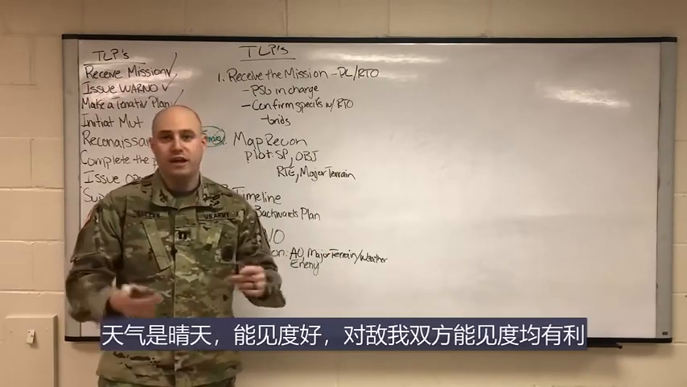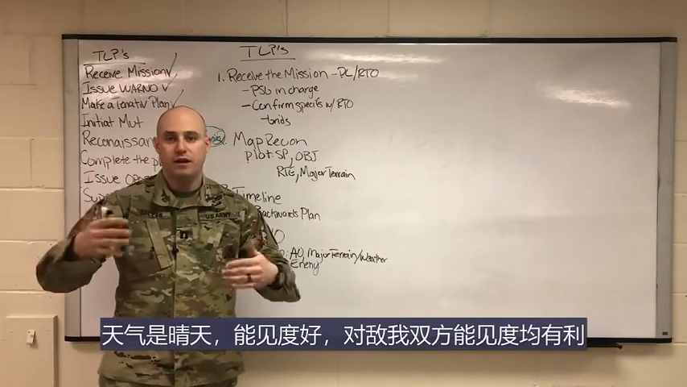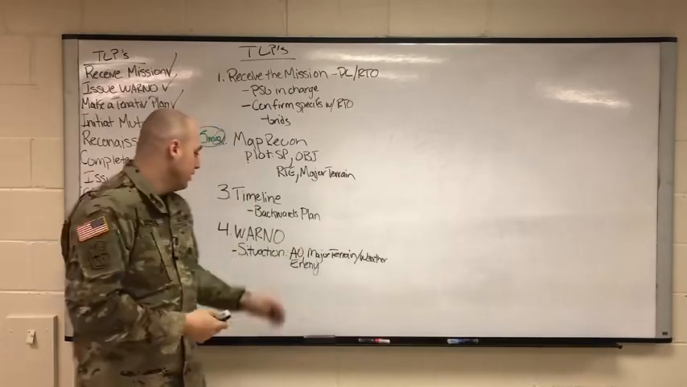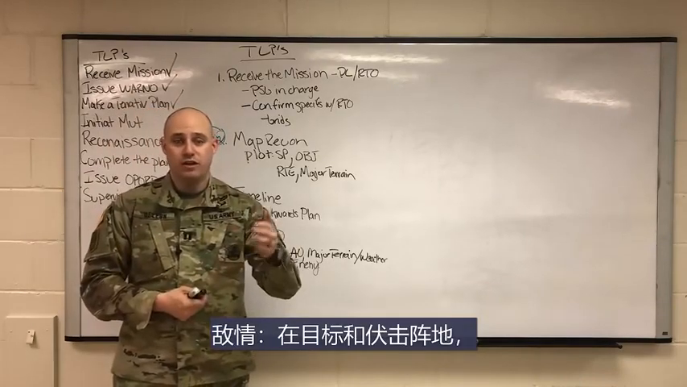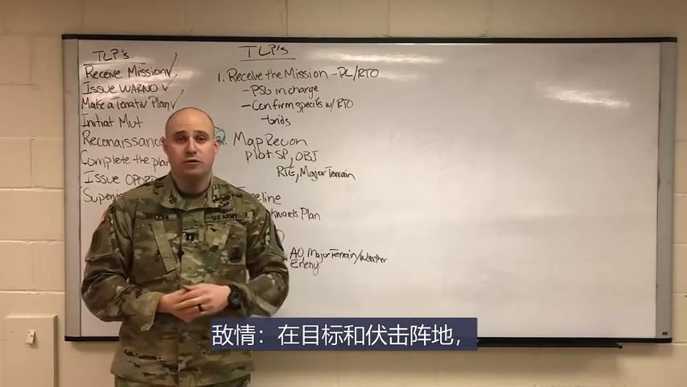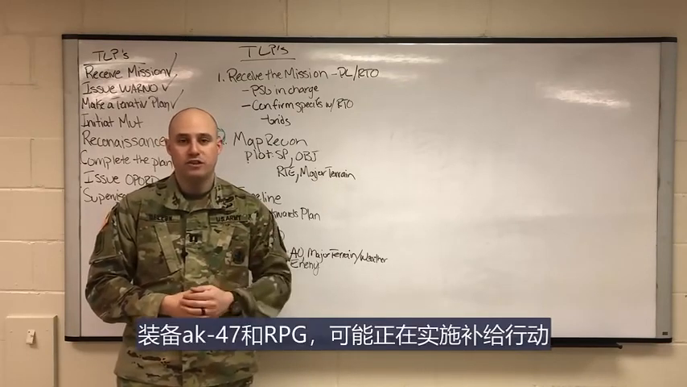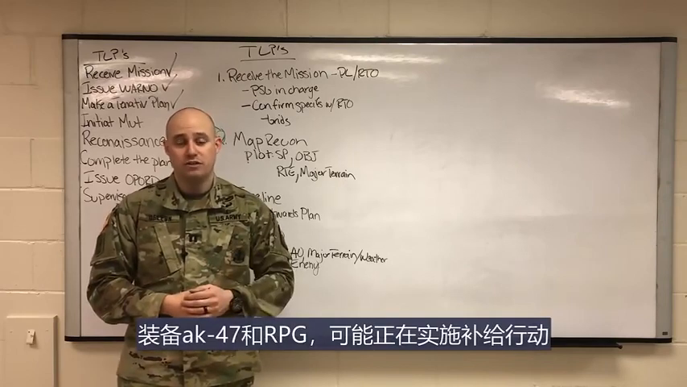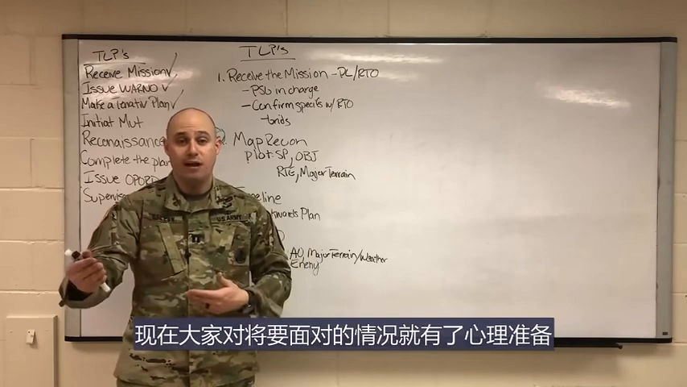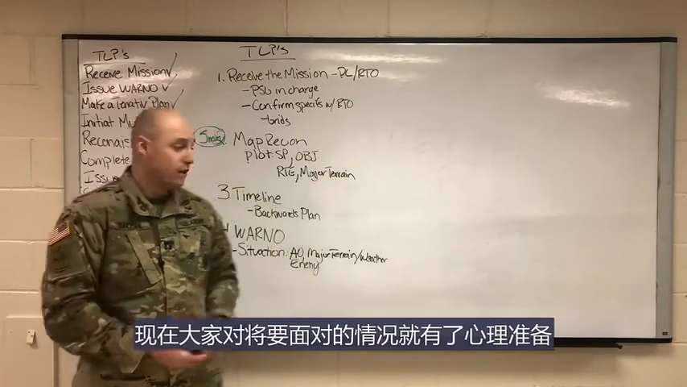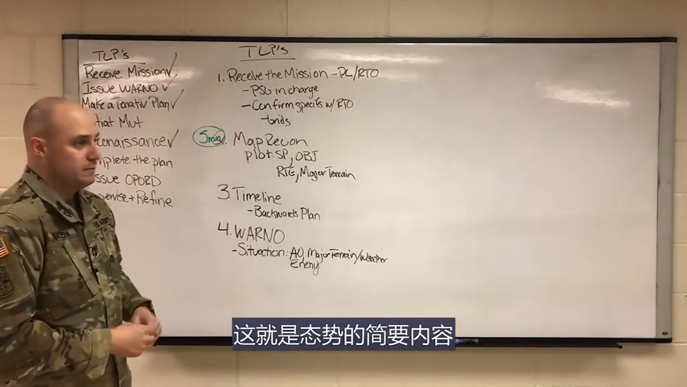Weather, it's sunny today, I see no issues, good visibility for us, good visibility for the enemy, nothing major there. Boom. Enemy, hey, once we get to the road to set in our objective, set in our ambush, we're expecting a 6 to 9 man team with AK-47s and RPGs, mostly conducting resupply operations. I'll give further detail in the op order. Boom, they have an understanding now of what they're preparing for mentally. Okay? Quick situation paragraph, of what that looks like.